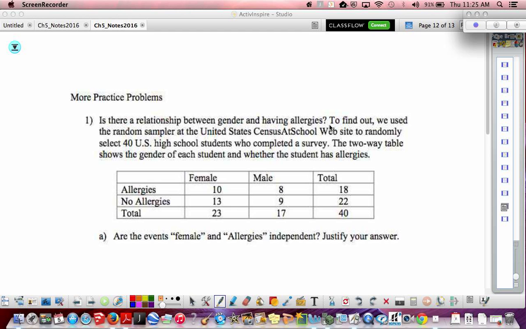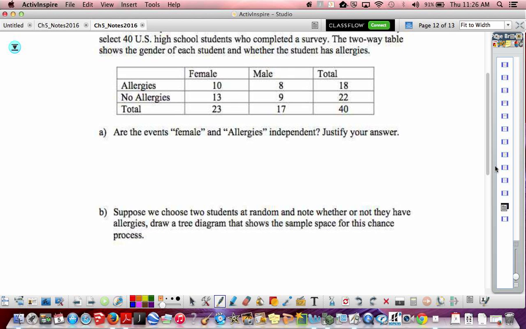So in the first one here in your note packet, it says, is there a relationship between gender and having allergies? To find out, we use a random sampler at the United States Census at School website to randomly select 40 U.S. high school students who completed a survey. The two-way table shows the gender of each student and whether the student has allergies. So here are our results. The first question says, are the events female and allergies independent?